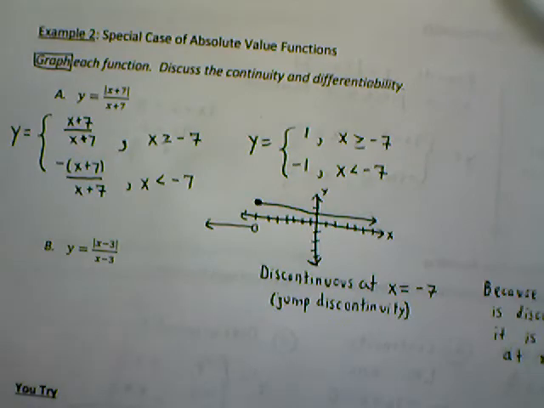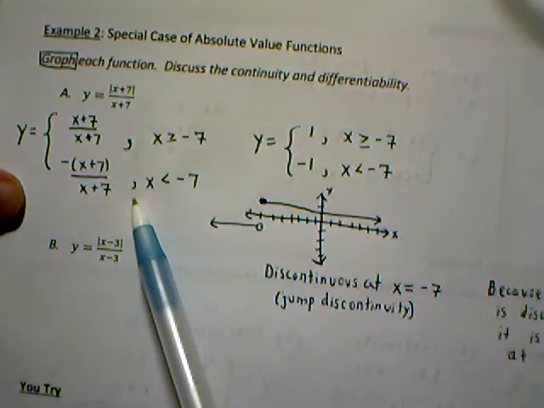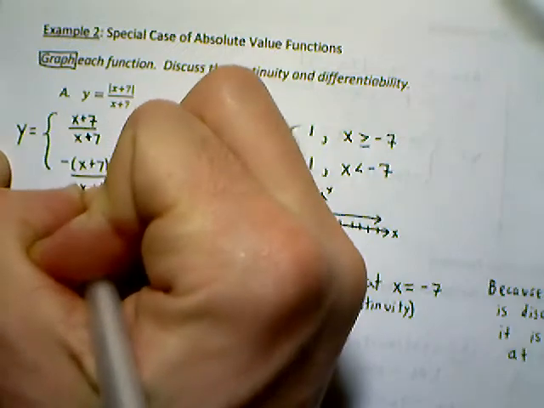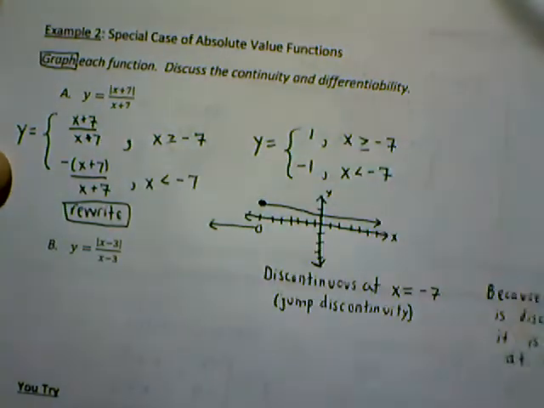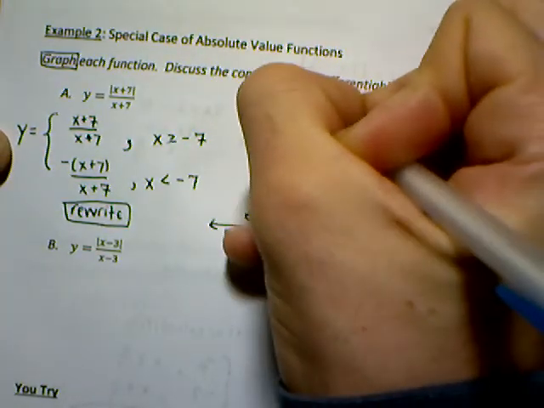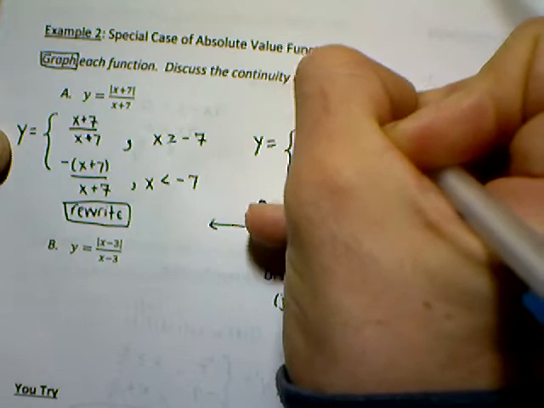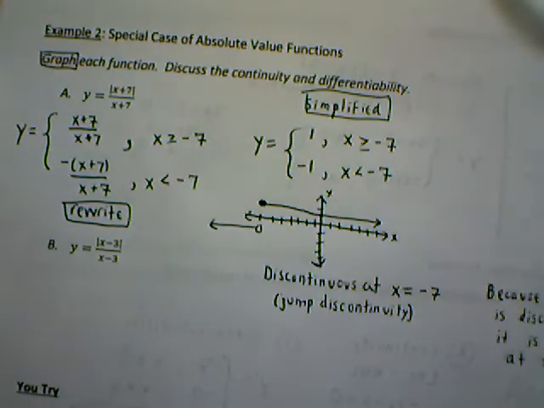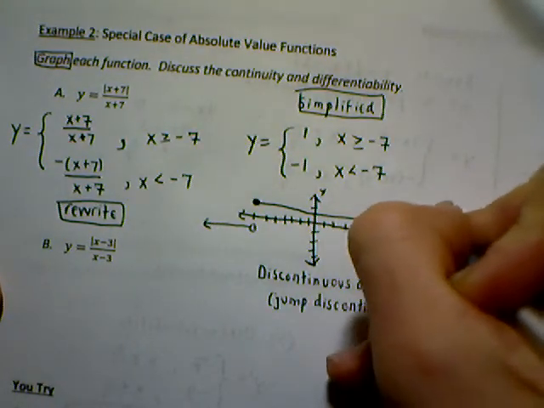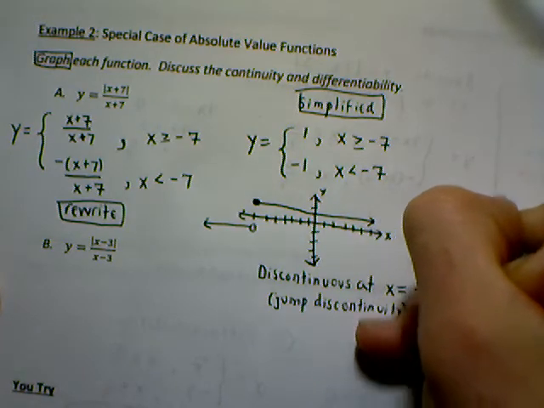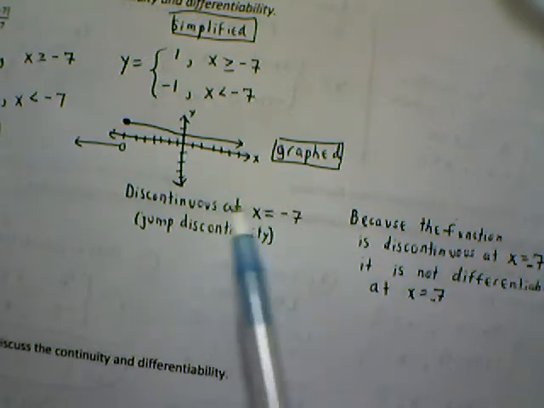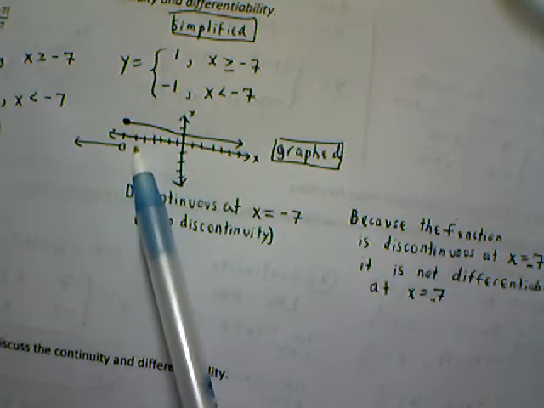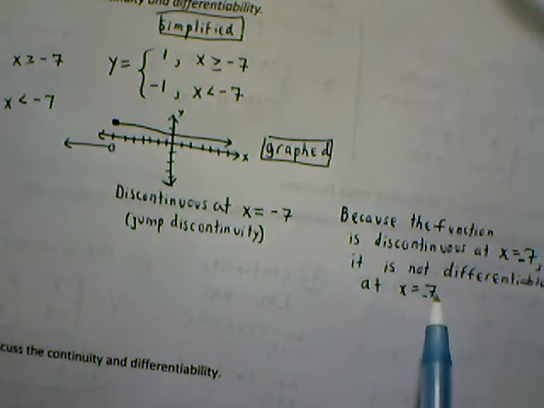So to run back through the steps, first you rewrite the function as piecewise. Let's add steps in. We rewrote it. Next, we simplified. After that, we graphed. And in this case, we analyzed the continuity, so it was discontinuous, and because the function was discontinuous at -7, it's not differentiable there.